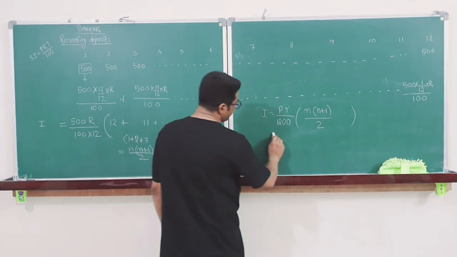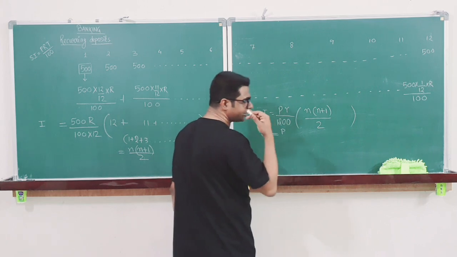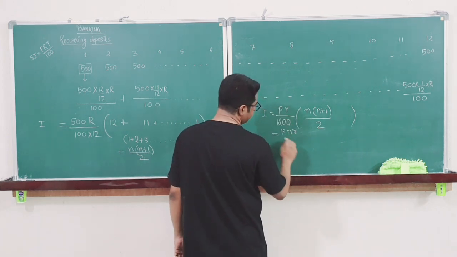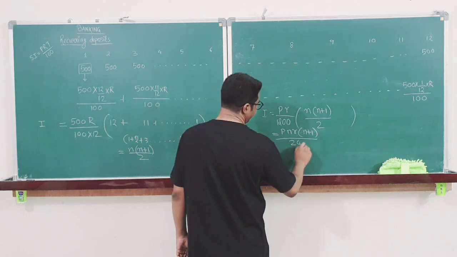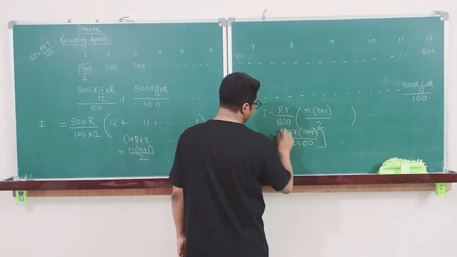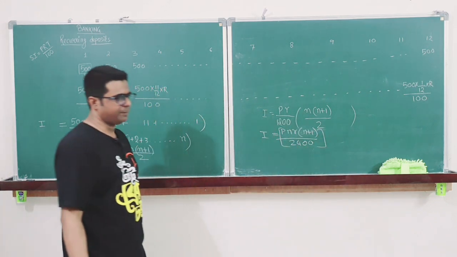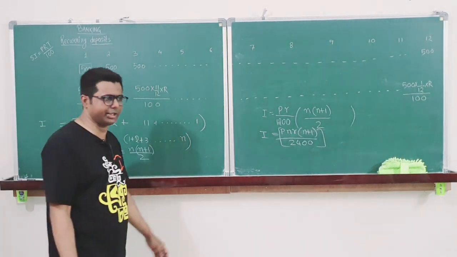What is the final formula? See, to make it more synchronous with your mouth and ear, we can write it like this: P N R, n plus 1, by 2400. P N R (n plus 1) by 2400 is the formula of interest. P N R (n plus 1) by 2400.